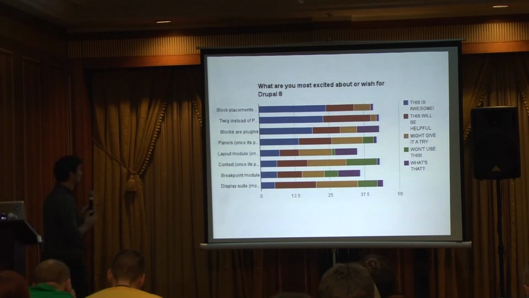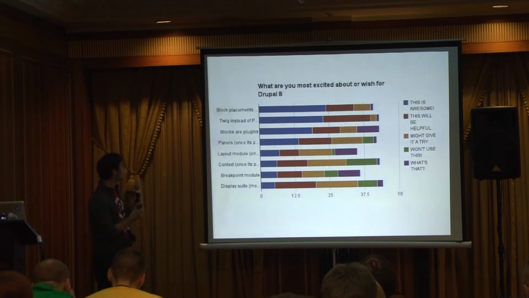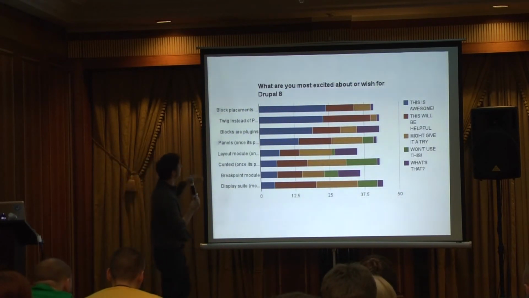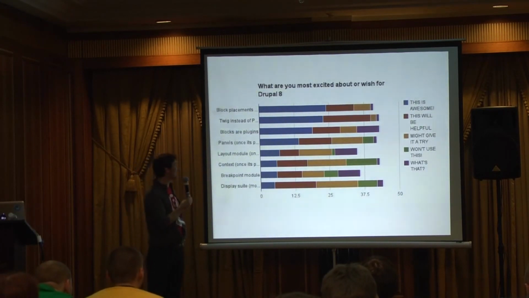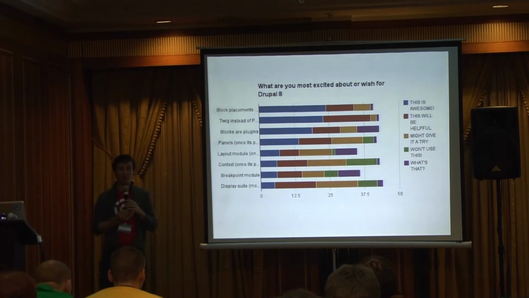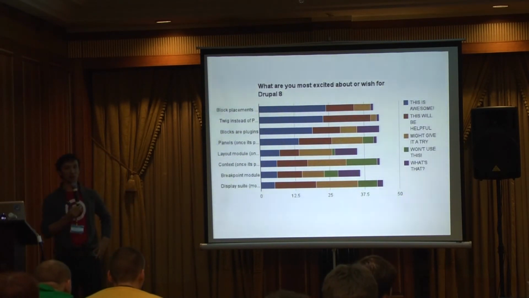The survey was extended to ask people about what they are most excited about or what they are most wishing for Drupal 8. They are pretty excited that block placements are possible, and Twig. Blocks as plugins. Panels, once it's done. We have to wait for it. The layout module, it was in core, but it was removed again. So sorry, no layouts module there, but it's in Contrib and people can figure out if they can make it work in a proper way.